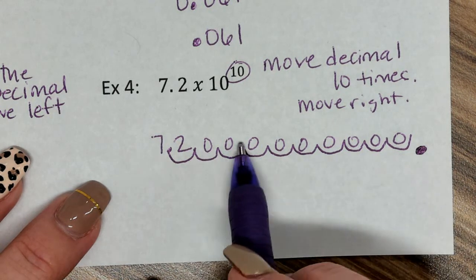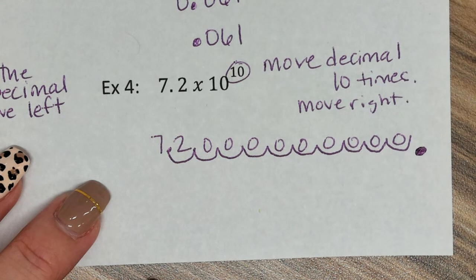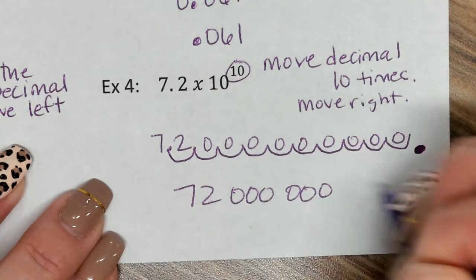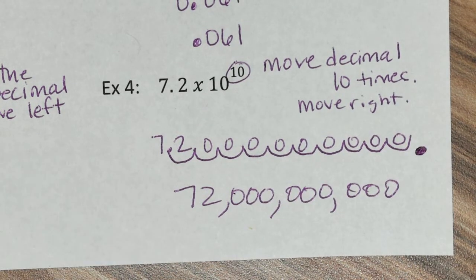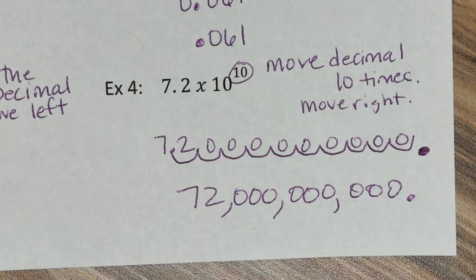It has 1, 2, 3, 4, 5, 6, 7, 8. Actually, it has 9 zeros. So I have a 7, 2, and 9 zeros. And if I want commas, I could put them. And here's my new decimal, but I don't even have to write it because it's a whole number. What do y'all think about scientific notation? Pretty easy?